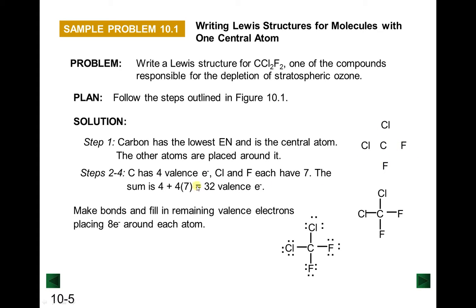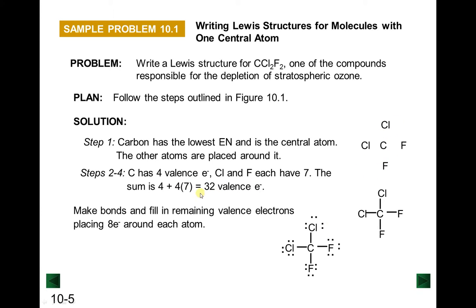Then the next thing you do is you try to account for all the valence electrons. So carbon has 4 valence electrons, while your chlorine and fluorine each have 7 valence electrons. Since you have 2 chlorine atoms and 2 fluorine atoms, you sum 4 plus 4 times 7, which would give you 32 valence electrons for the whole molecule.